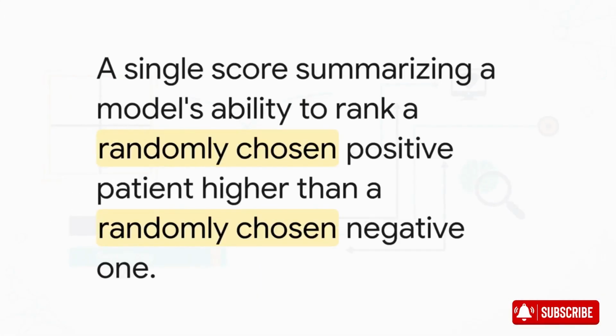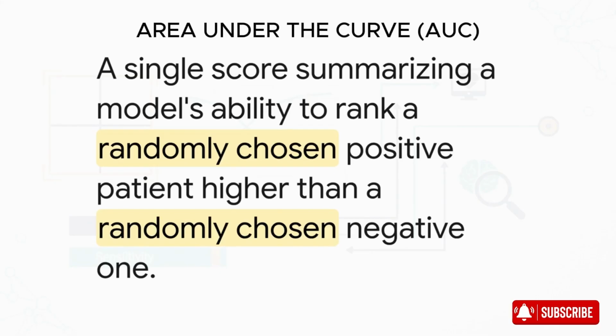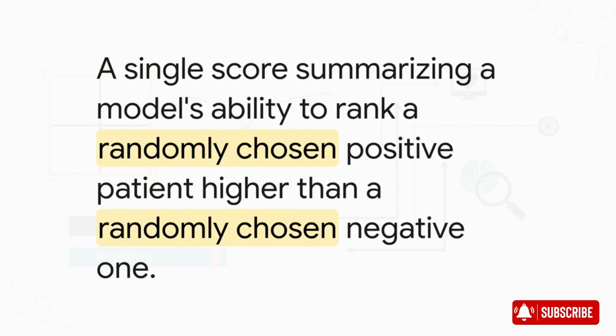And to make this even simpler, we can actually boil that entire curve down into a single number, the area under the curve, or AUC. Just think of it as one summary score, ranging from 0.5 to 1.0, that tells you how good the model is overall at telling the difference between a sick patient and a healthy one.